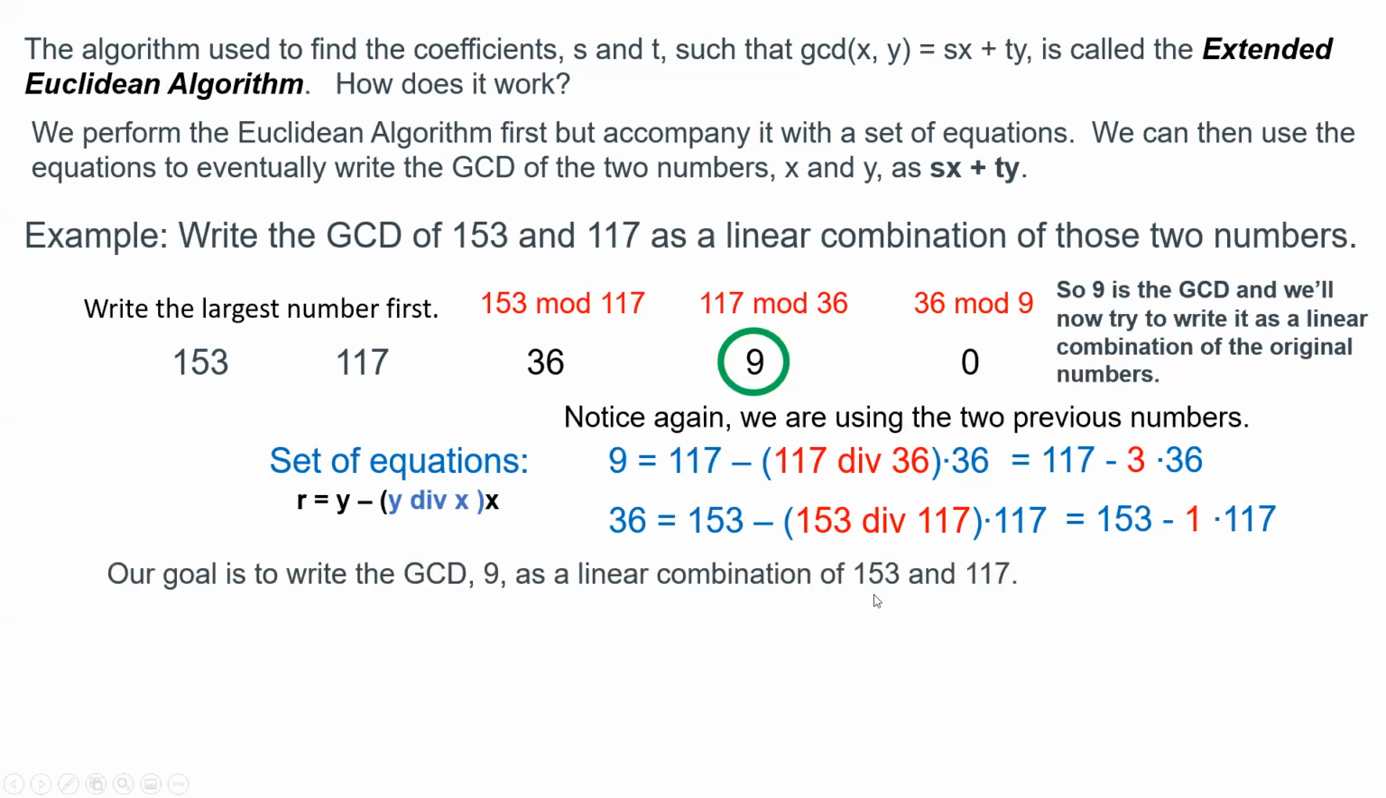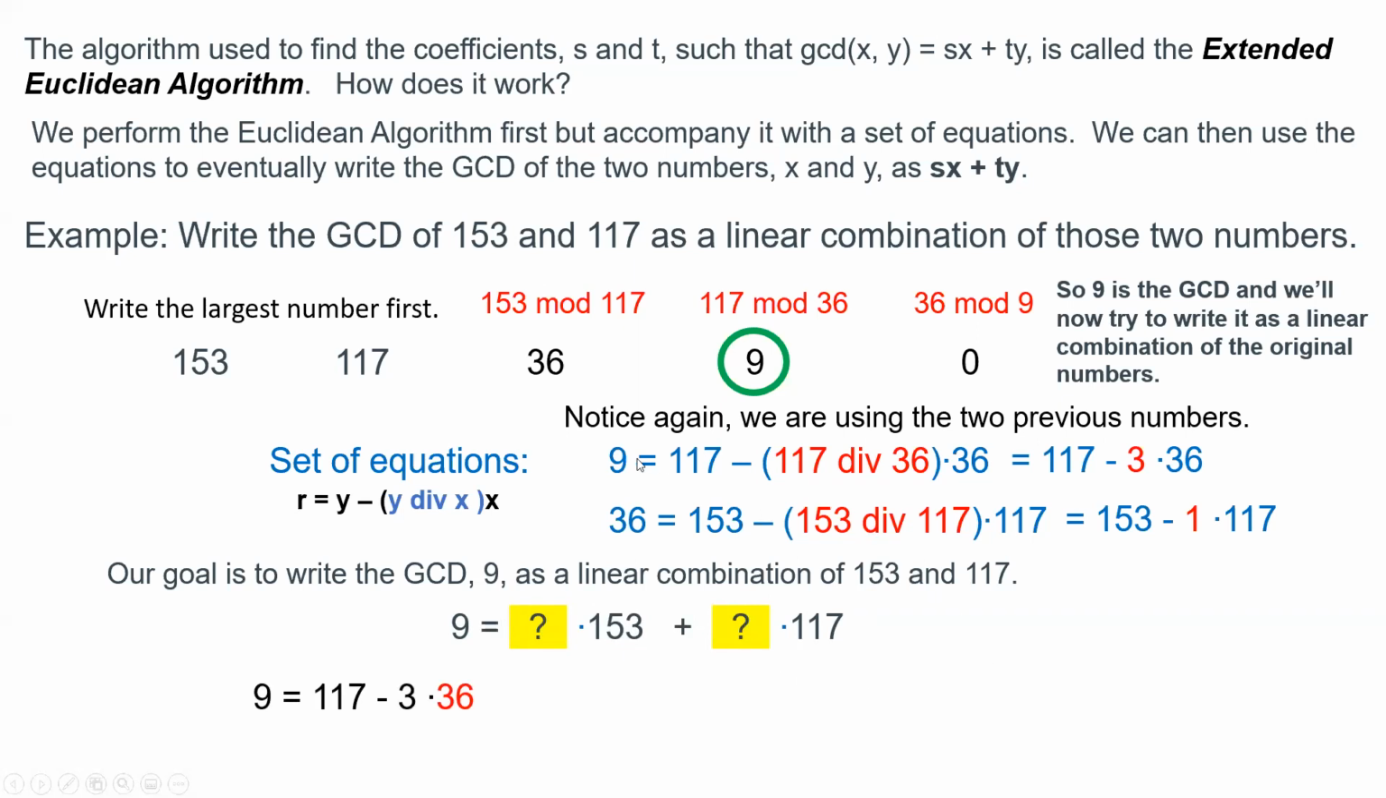So remember what our goal is. We need to write 9 as a linear combination of those 2 original numbers, 153 and 117. So we want to be able to say 9 equals something times 153 plus something times 117. And it's these 2 numbers that we find that are going to be so important for us to know when it comes to the cryptography part, okay? So that's why we're even trying to get to this. We're still not quite there yet, but let's go a little further and see how we would do it.